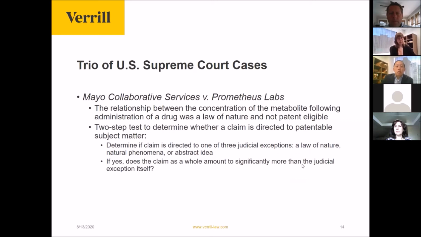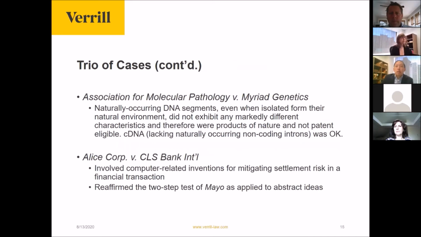And this step is where a lot of the uncertainty has arisen. And the next slide relates to the Myriad case, which extended this judicial exception area to products of nature. In Myriad, naturally occurring DNA segments, even when isolated from their natural environment, did not exhibit any markedly different characteristics, and therefore were products of nature and not patent eligible.